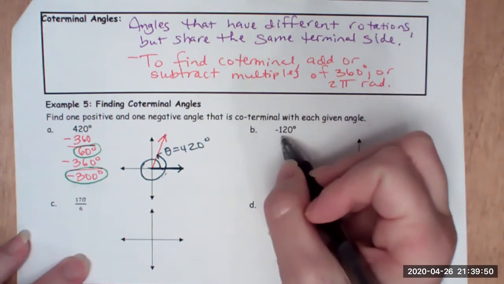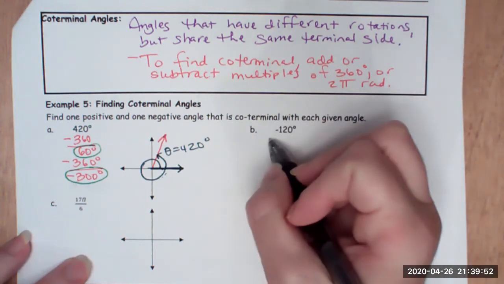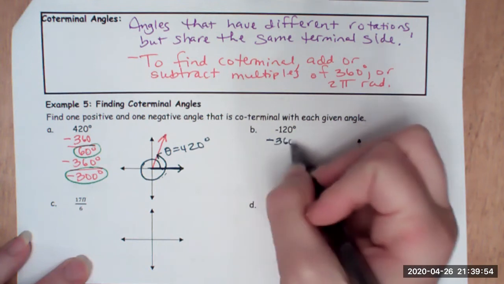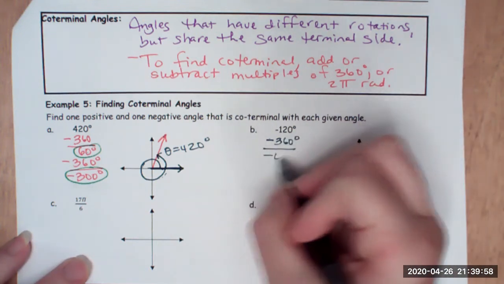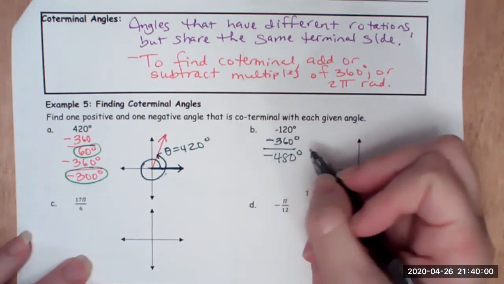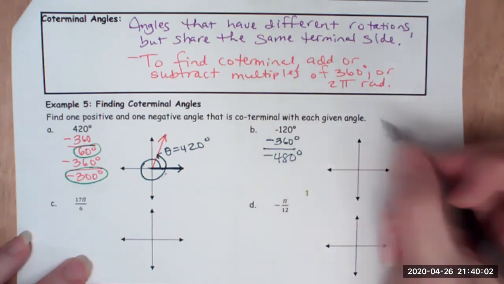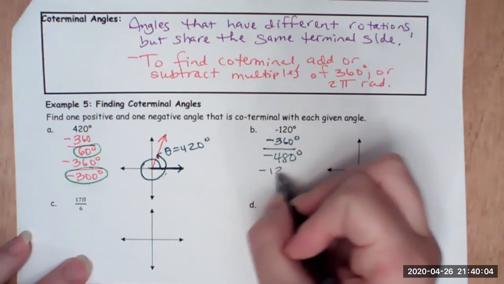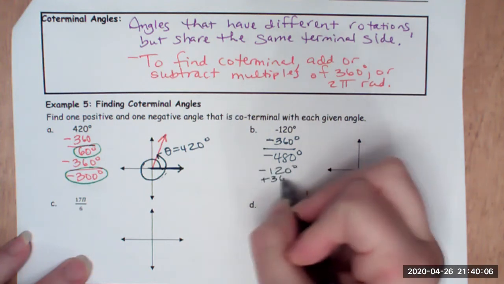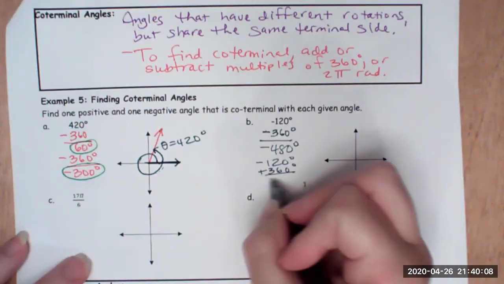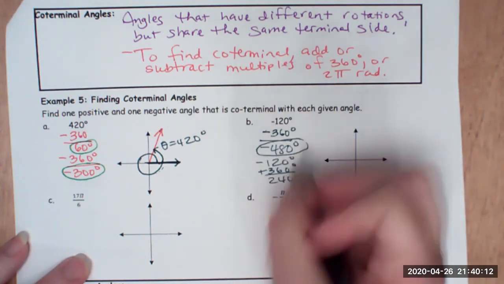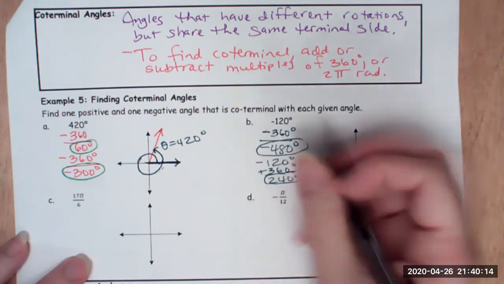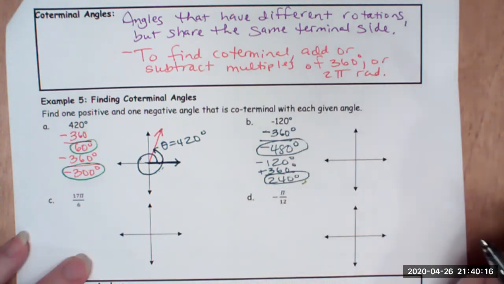Do the same thing. Okay, I could get an angle that's more negative, so subtract 360, and I'll get negative 480 degrees. Or if I wanted to, I could say negative 120 plus 360, and I'd get 240 degrees. Either way, these angles are coterminal with negative 120 degrees.